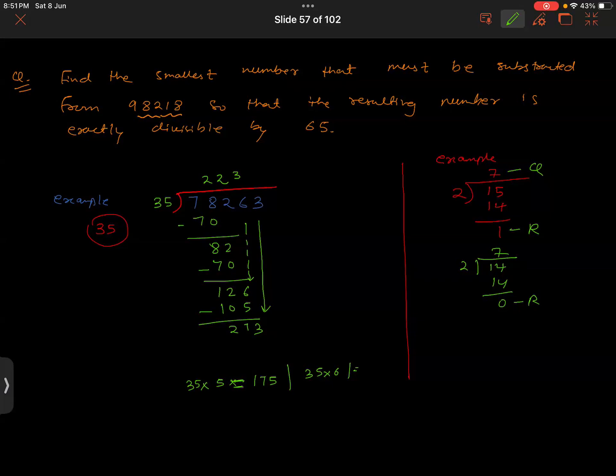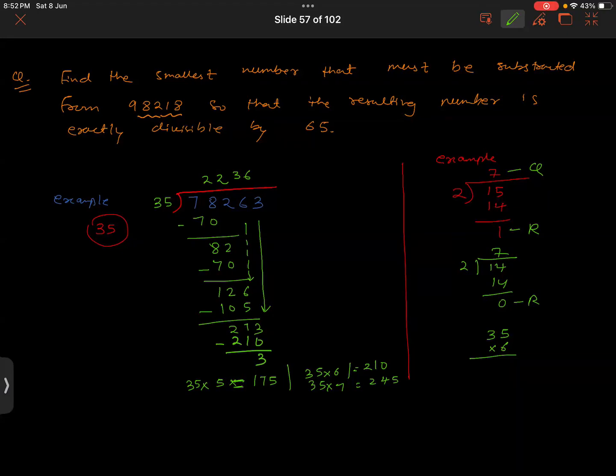That isn't that difficult. It's 210. Very good. That is correct. So we have got 35 times 6 equals 210. Right now, we can't take 35 times 7, because that would be 245. That would be a way bigger number than 215. So simply take 35 times 6 as 210, and the remainder will be 3.